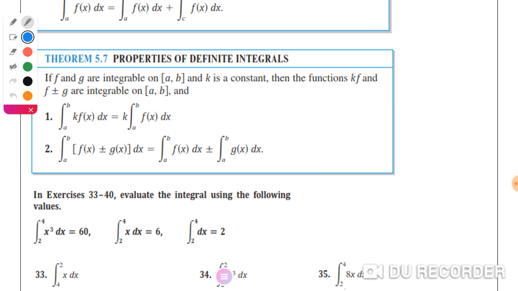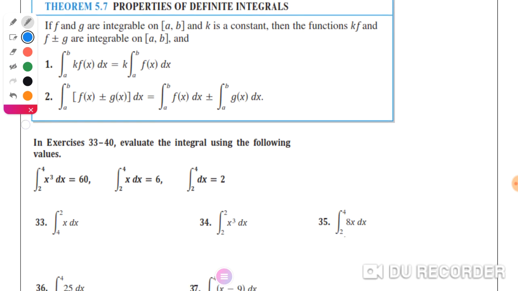The next one here, the last property here: if I give you the definite integral of function f from a to b and the function g from a to b. So the definite integral from a to b of the sum of two functions will be what? The definite integral of the first function plus or minus the definite integral of the second function, with the same upper limit and the same lower limit of integration.